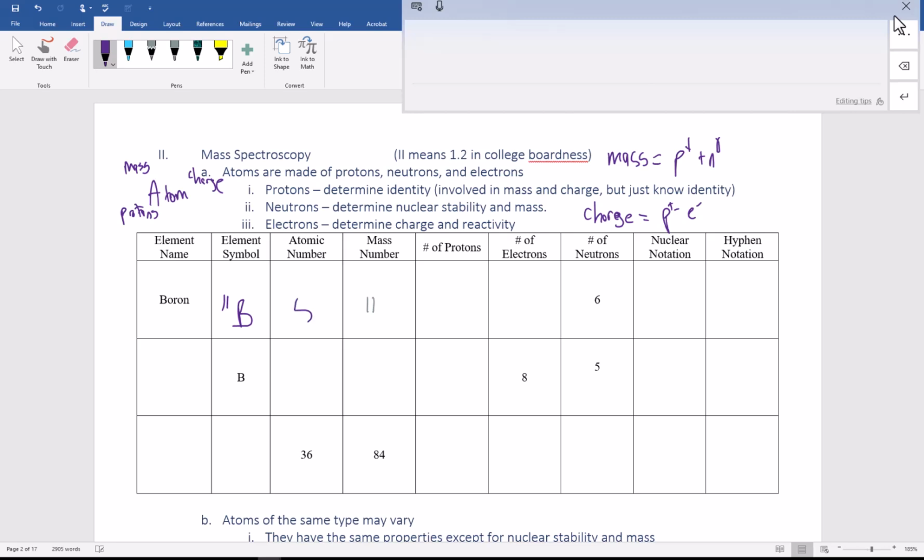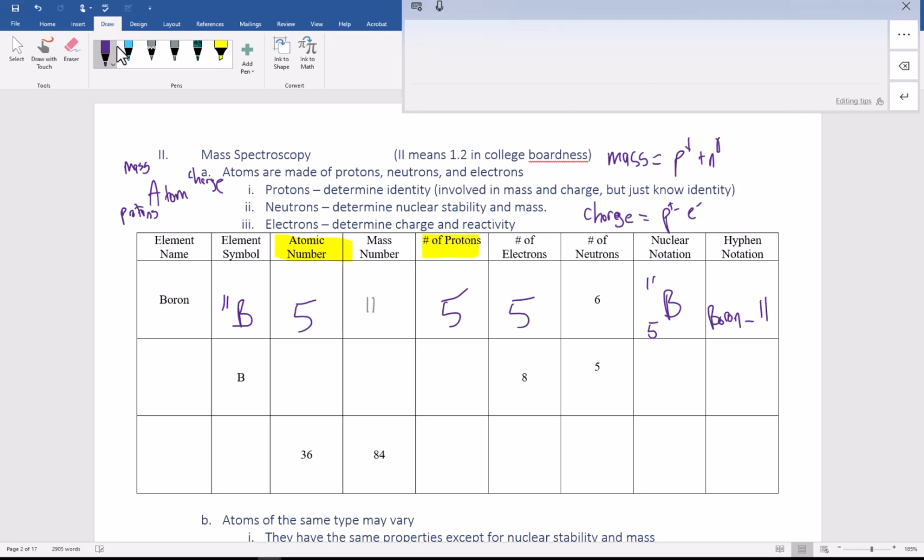So boron, atomic number for boron from the periodic table is 5. Good memory. Thank you, memory. Number of protons is 5. These will always be the same. Number of electrons, notice there's no charge, 5. Number of neutrons, 6. 5 plus 6 is 11. Nuclear notation would be boron, 11, 5. Hyphen notation, boron, dash, 11. Notice how that dash is the mass.